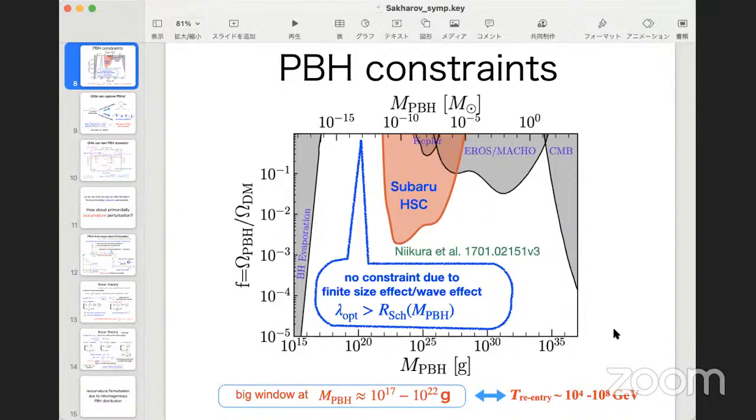Yeah, I would like to ask, if we detect a gravitational wave from two binary black holes, their mass is around ten solar masses, how could we say these two black holes are primordial black holes or astrophysical black holes? How could we distinguish them?